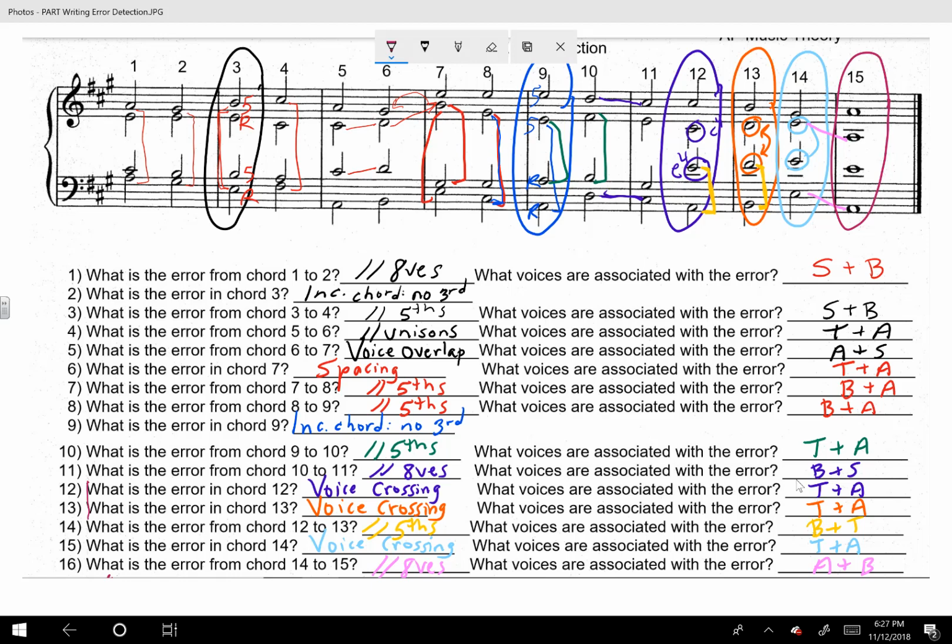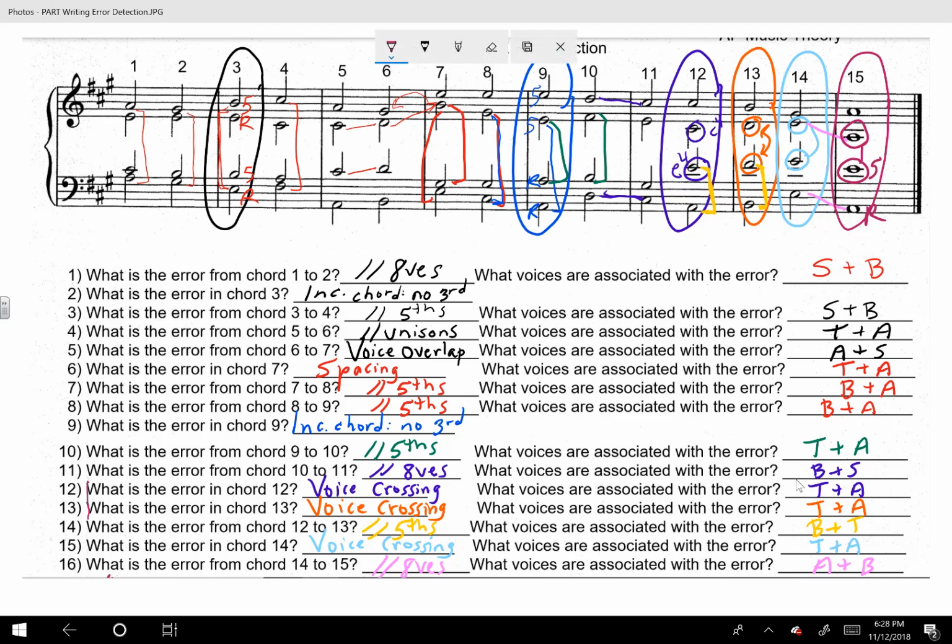Chord 15 has voice crossing, again between the alto and the tenor. And there's actually another error in chord 15. Can you find the other error in chord 15 besides voice crossing? Well, it appears as if we have an incomplete chord because there's a missing third.